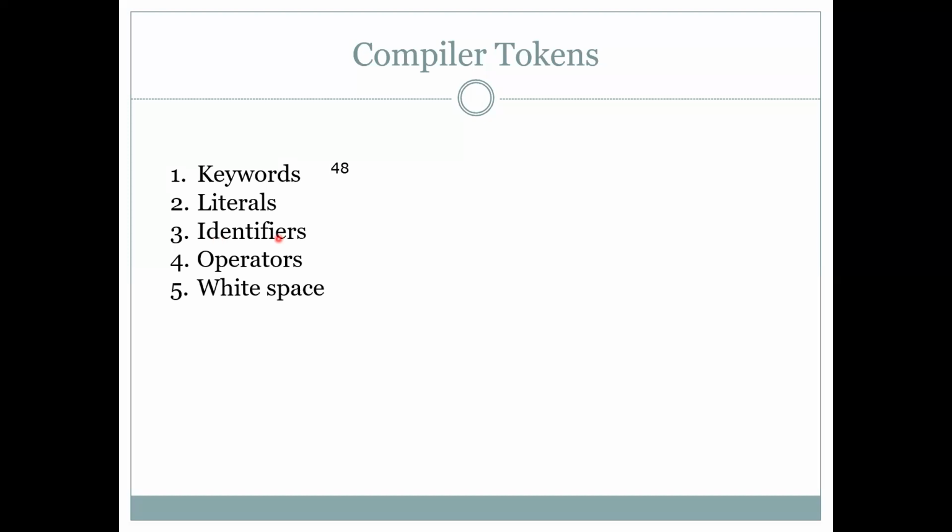And next is the literals. Okay, so literals may be a character constant, an integer constant, a float constant, or a string constant. And the operators, there are about 10 to 12 types. We will discuss this operator in the next slide. Okay, and white space means a blank space, empty space.